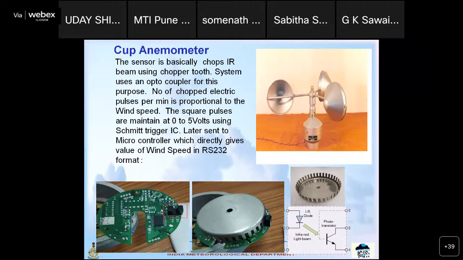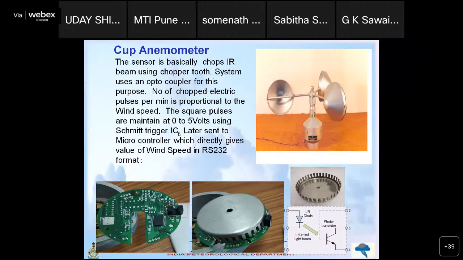So an RS-232 IC is there. This IC will take care of the conversion from the analog value to the digital value, and you are getting the output in the RS-232 format. Okay. So the function is very simple. When the cup rotates, the vertical shaft will rotate. The vertical shaft is connected to this plate. The plate will rotate. The plate will chop the light, and with the chopped light, pulses will be generated.